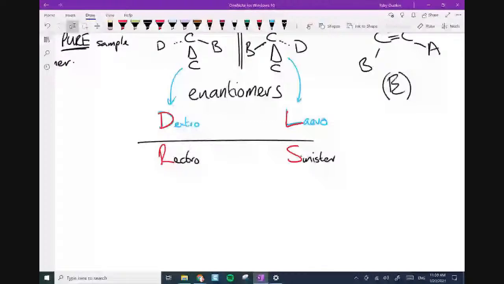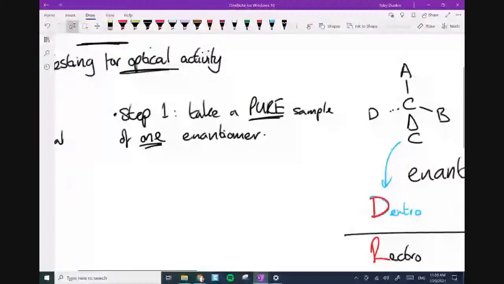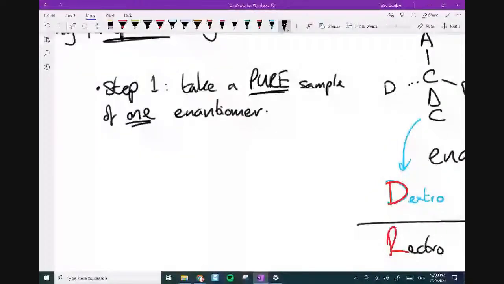So take a pure sample of one enantiomer. Let's stick with R and S. Let's take R. So this is the right one. We're going to take pure R. So we separate first, right?